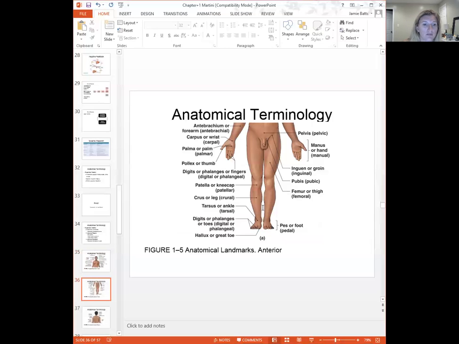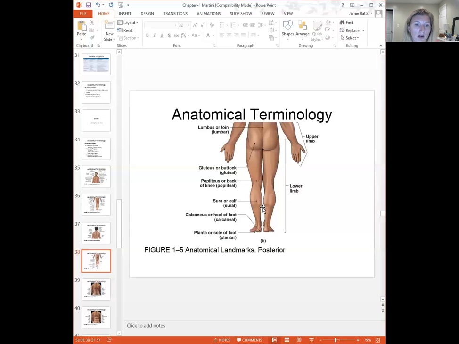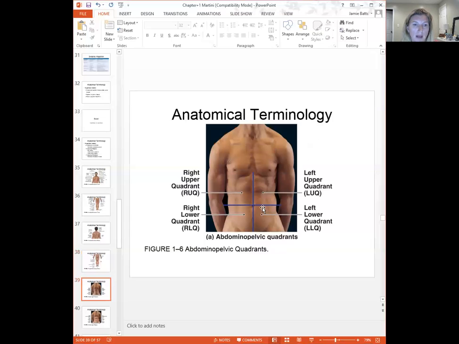And then the anterior lower part of the body terminology, like hallux or pubis, femoral, referring to thigh, etc. The back, right, cervix. Cervix is actually referring to the neck. It's not the female body part, just so you know, because we have cervical vertebrae. And then the lower part of the backside.